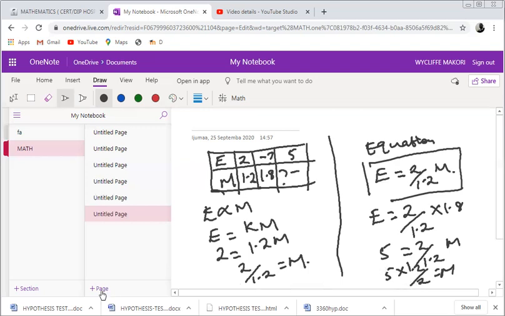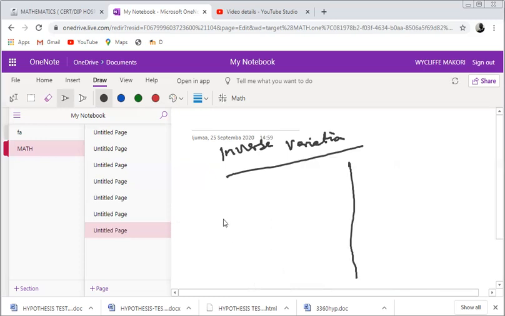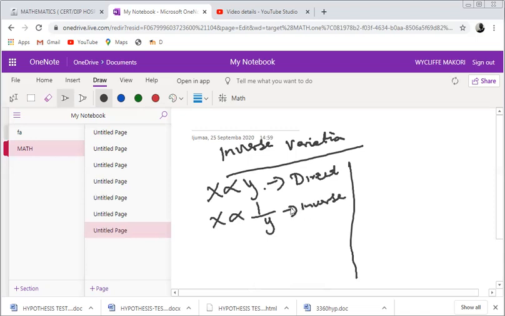Having said that, allow me also to discuss inverse variation. The procedure for direct and inverse variation is the same apart from one point. Whereas we normally say that x varies directly as y, for inverse, we say x varies inversely. We put 1 over y. That is actually the only difference.